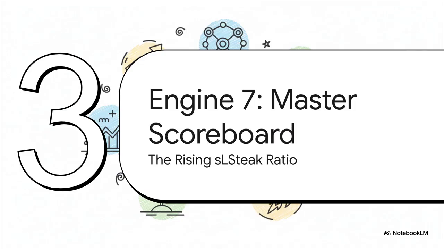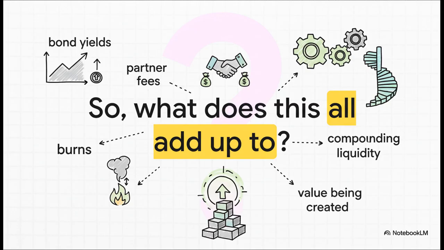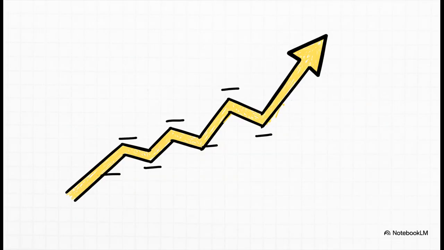And that brings us to the grand finale, the big one, engine number 7. This is the one that ties everything together. I call it the master scoreboard, and its real name is the rising sLStake ratio. Okay, so we've got bond yields, burns, partner fees, compounding trading fees. All this stuff is happening in the background, but how do you actually see it? I mean, where does all that value go? What's the point? Well, the answer is the sLStake ratio. This is your scoreboard. It shows you exactly how much value all those other engines are creating.